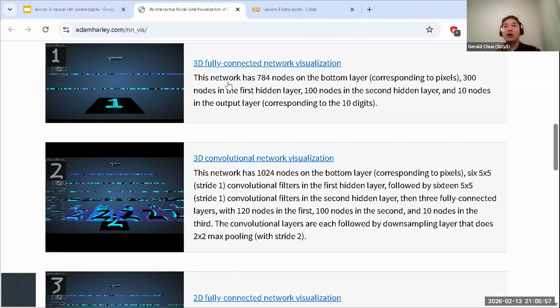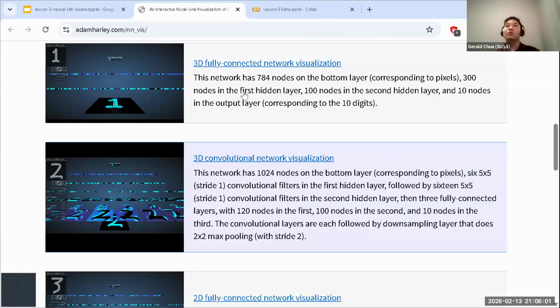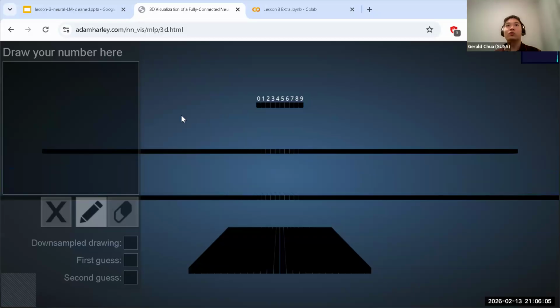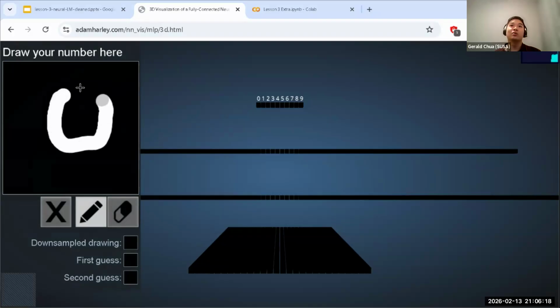Okay. So, which example should I use? Okay, I'll use this visualization over here, lah. I like to use this visualization. Let me show you what this is about. So I'm going to draw a number here, and then there's a convolutional neural network to predict what this number is, lah. Okay, so maybe zero.